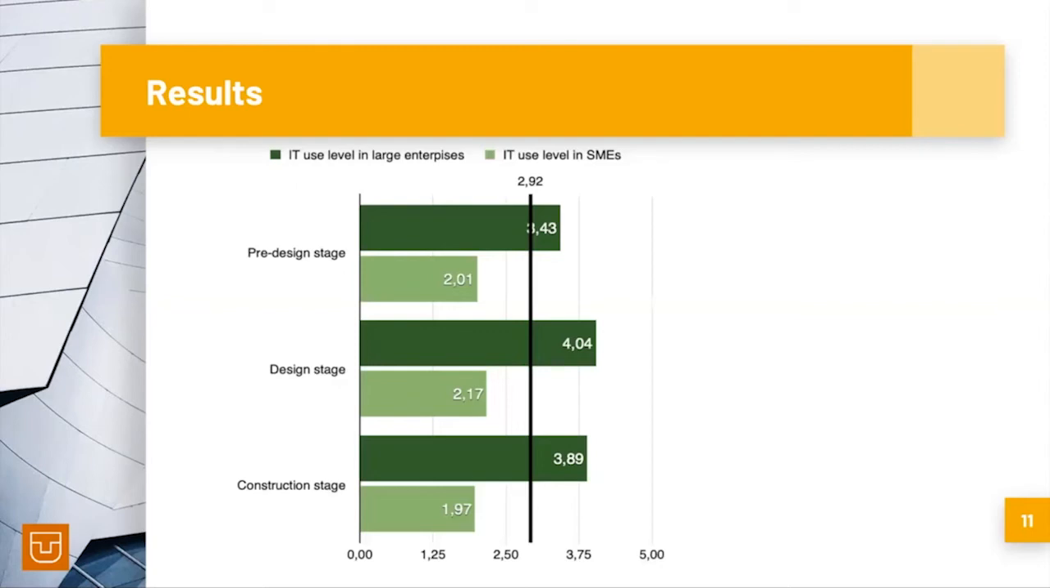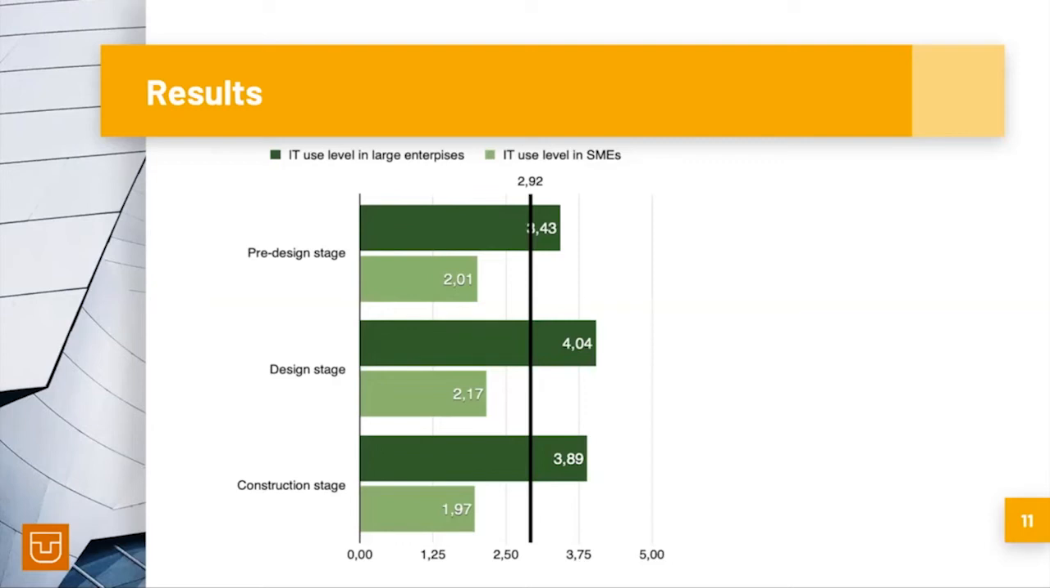The level of use of ICT varies in the individual phases of a construction project. Information technology in large companies is used at the level of 3.43 in the pre-design stage. On the contrary, in medium and small enterprises, it's only at the level of 2.01, which is significantly less. You can see in the picture.